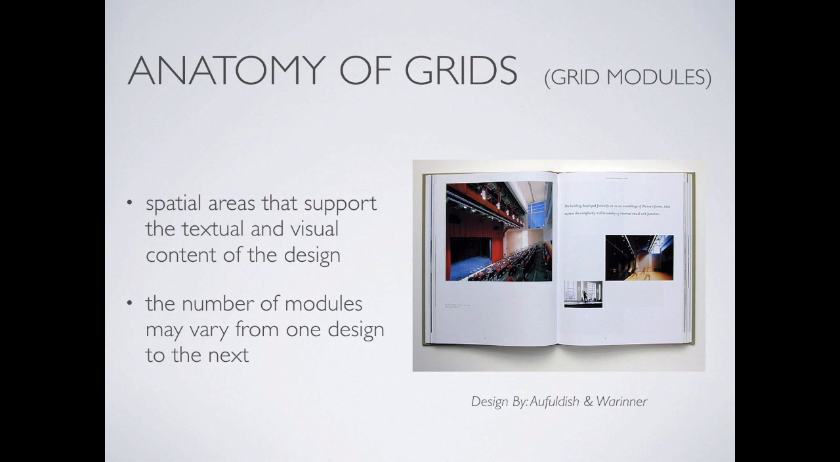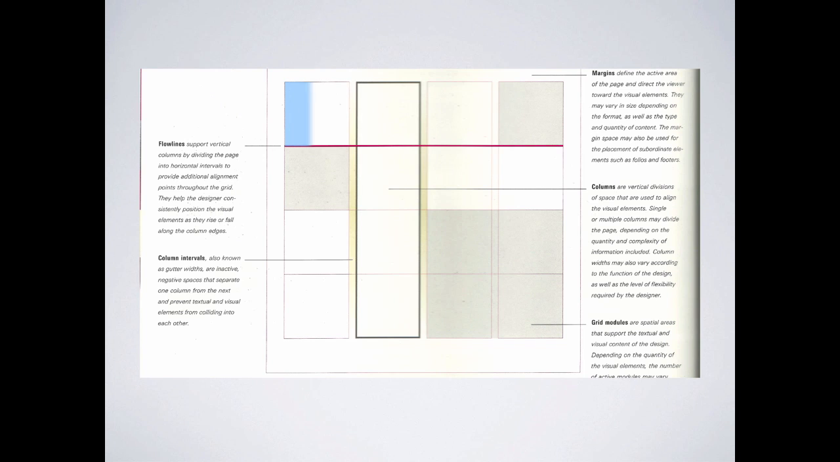Grid modules are essentially the combination of all of these things coming together. So if we take the columns plus the column intervals plus the flow lines, we end up with little grid squares, so to speak. And so you can see them highlighted up here. I'm not going to highlight them all because if I highlighted them all, they would look like just columns, right? But the idea is that each one of these spaces that is defined by a flow line, a column interval, and or a margin becomes a grid module, right? So that little square is something that we can work with or we can place content into.